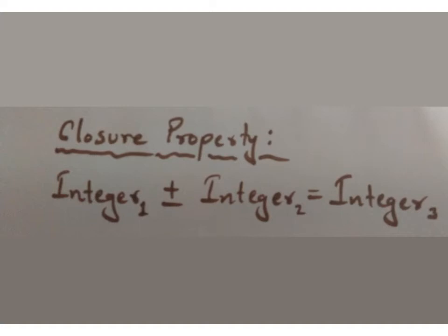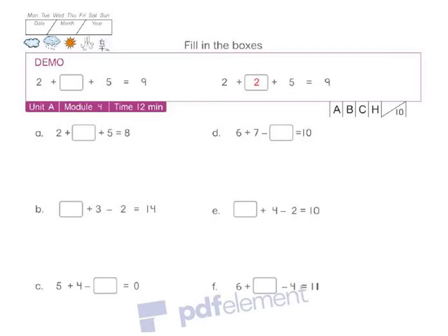That means if you add two integers, you will get an integer. If you subtract an integer from an integer, then also you will get an integer. So let us try some problems. Here you have to fill up the boxes.